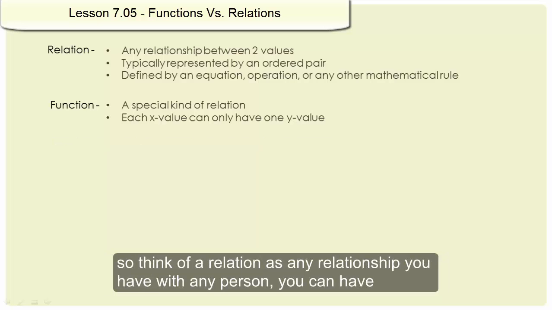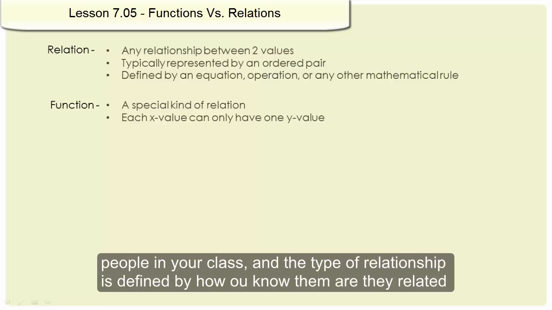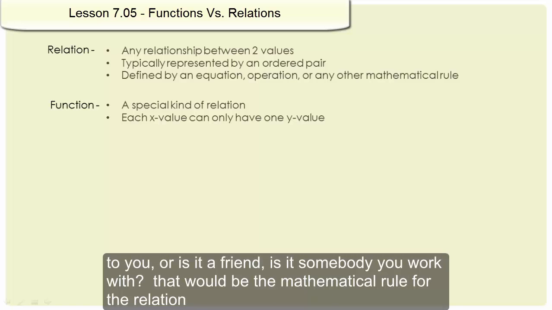So think of a relation as any relationship you have with any person. You can have relationships with family members, with friends, colleagues, people in your class, and the type of relationship is defined by how you know them. Are they related to you, or is it a friend? Is it somebody you work with? That would be the mathematical rule for the relation.